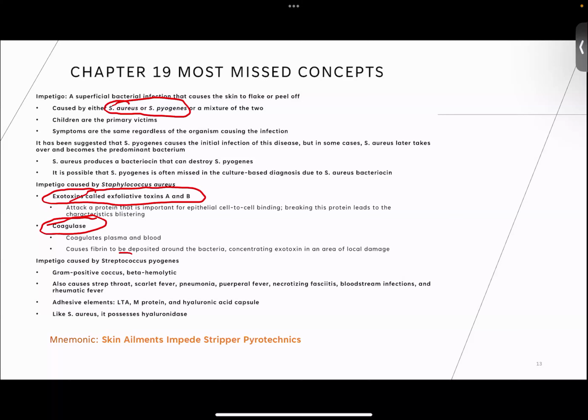And then the strep bacteria that are associated with this are beta hemolytic, meaning we can get clearing on blood agar. Beta hemolytic, okay. And they also are going to be creating toxins that help with invasion into deeper tissues. So our mnemonic to help remember this: skin ailments impede stripper pyrotechnics.